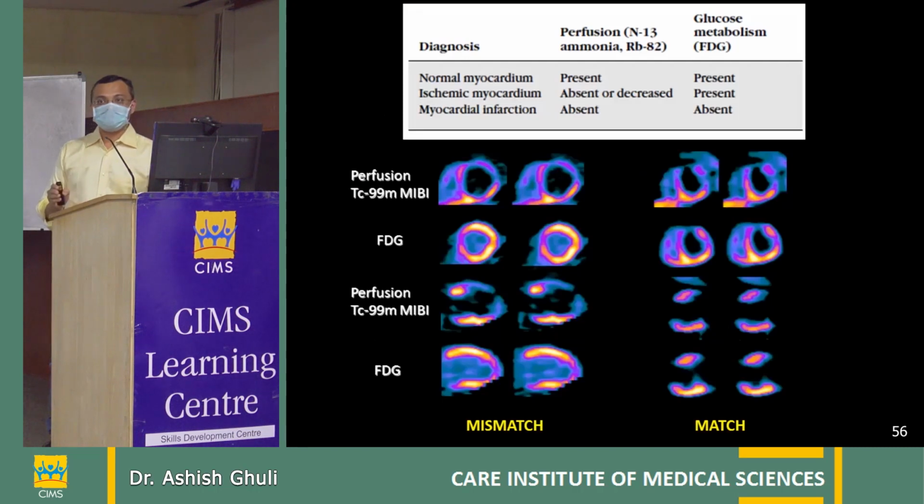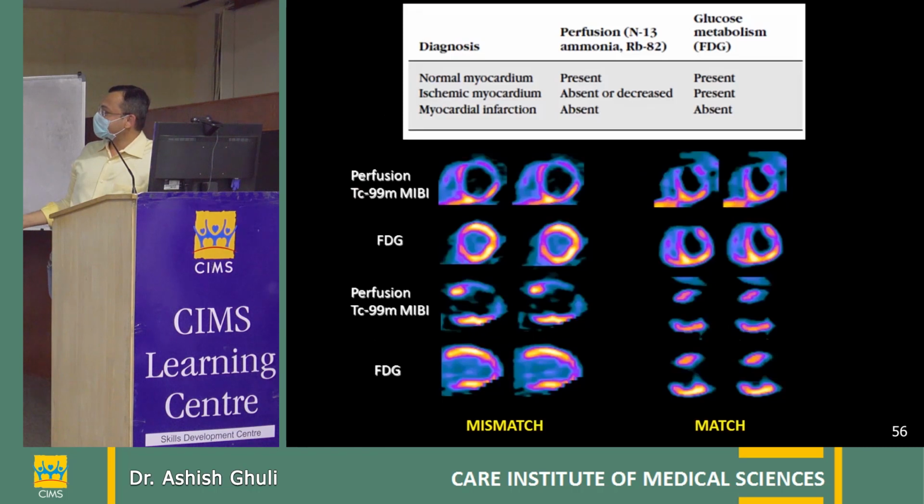The perfusion scan is done on a gamma camera with technetium-99m, and after that we do an FDG PET. Both these studies are resting studies. We don't do stress because the patient is already in dysfunction, and we don't intend to look for stress-induced ischemia. We want to look only for viable myocardium.